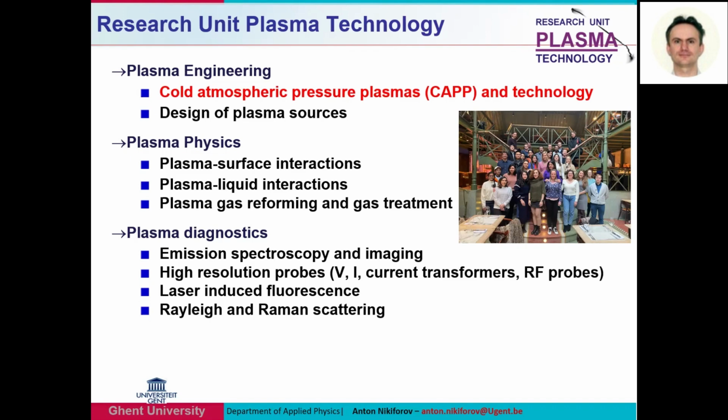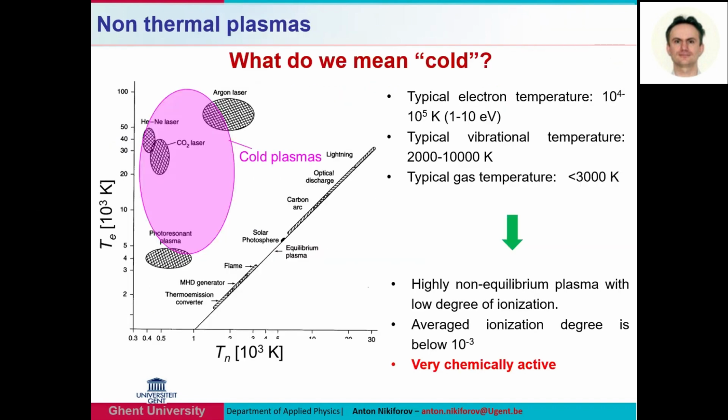where we are working on emission spectroscopy and imaging. We are developing different methods for electrical field measurements and voltage current measurements and nanosecond discharges. And also we are working on laser spectroscopy and Rayleigh scattering. This is our team. 2 years ago, now we have about 25 people, 25 students, and 4 permanent staff working in the group. So what do we mean by cold plasmas?